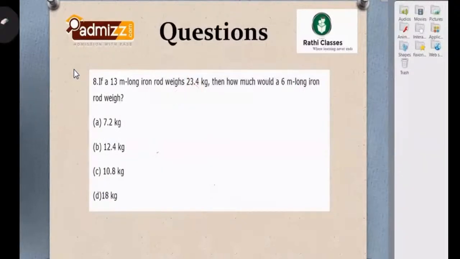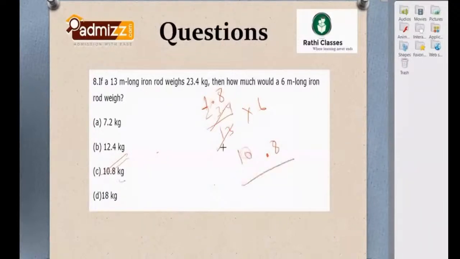In question number 8, a 13-meter long iron rod weighs 23.4 kg, then how much would a 6-meter long rod weigh? You need to apply the unitary method, that is 23.4 divided by 13 into 6. So the answer should be a multiple of 6. Is 23.4 a multiple of 13? 13 times 1.8 is 23.4, since 13 8s are 104. So 1.8 into 6 is 10.8 kg. 6 8s are 48, the ending should be 8, and 6 times 1 is 6 plus 4, 10.8. The answer is in decimal, the option is C.